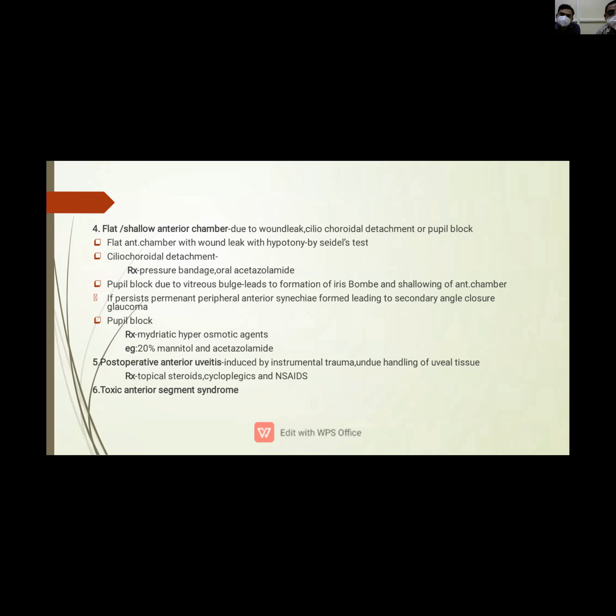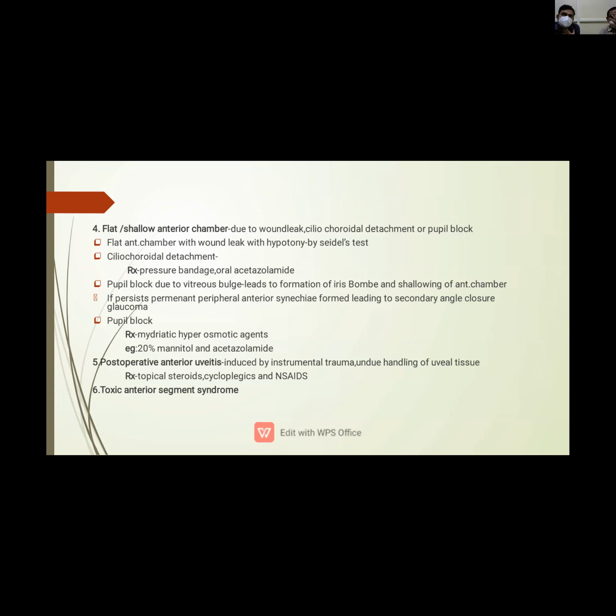What is Siddle's test? How do you do it? By using fluorescein. We will instill fluorescein in the lower fornix and ask the patient to blink his eye. We will see if the dye is spreading evenly or not, and if there is any leakage.